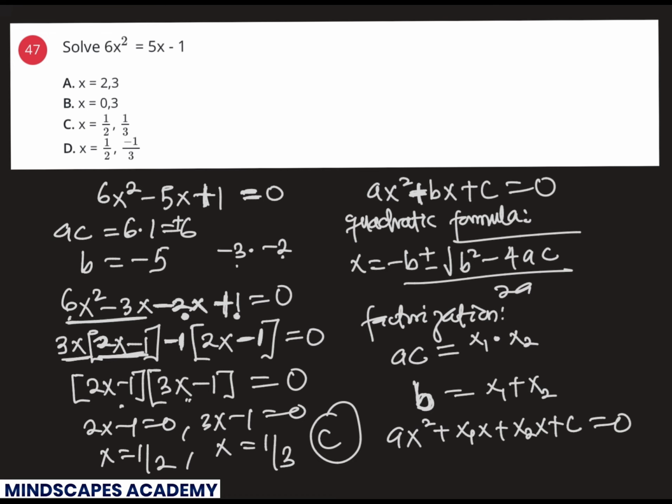So you can also try to use the quadratic formula and compare your answer. And comment if you have the same answers.